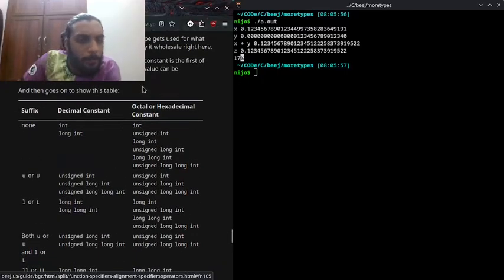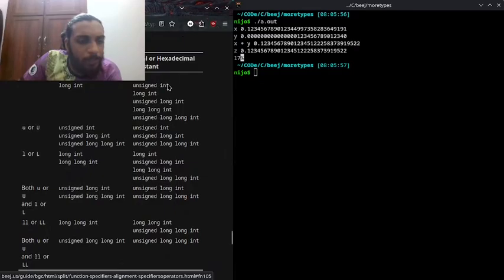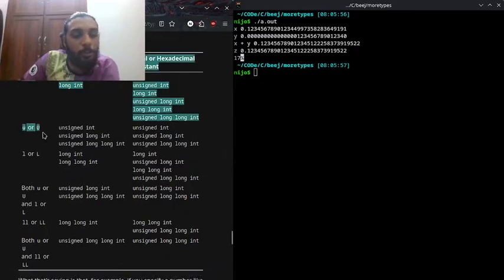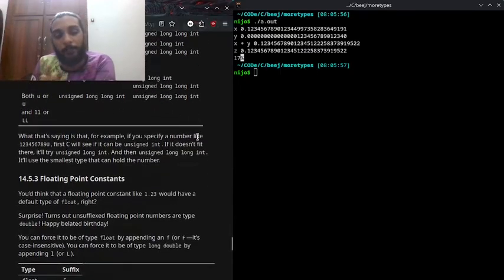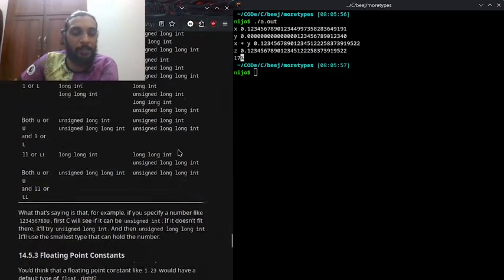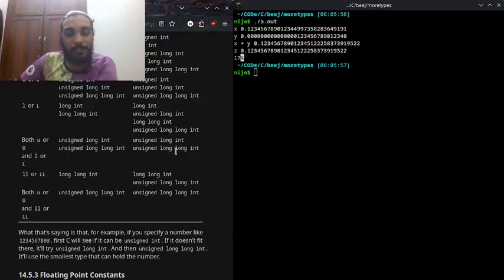Otherwise it can be an unsigned int. If it's a u or U suffix, it will be an unsigned int for both of them. What that's saying is that, for example, if you specify a number like 1234u, first C will see if it can be an unsigned int. If it doesn't fit there, it will try unsigned long int and then unsigned long long int. It will use the smallest type that can hold the number.